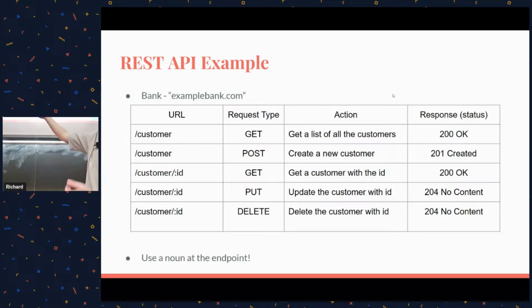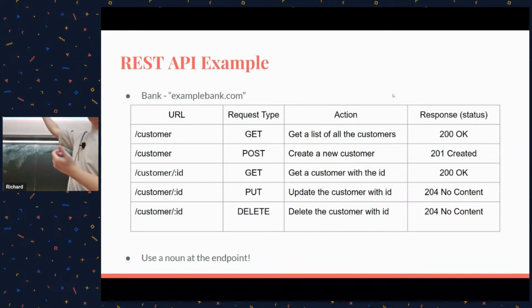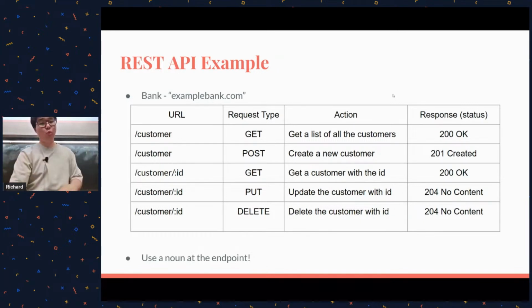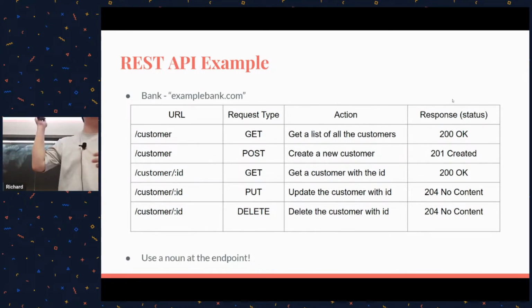So let's say the first URL you can have is examplebank.com/customer. And we can specify which request type, so let's say that's the GET request. Okay, then what do we want to do with that URL? One thing we can do is get something. We can get a list of all the customers. And the response, if everything goes through, the server can reply with a 200 status code, because that's just okay.